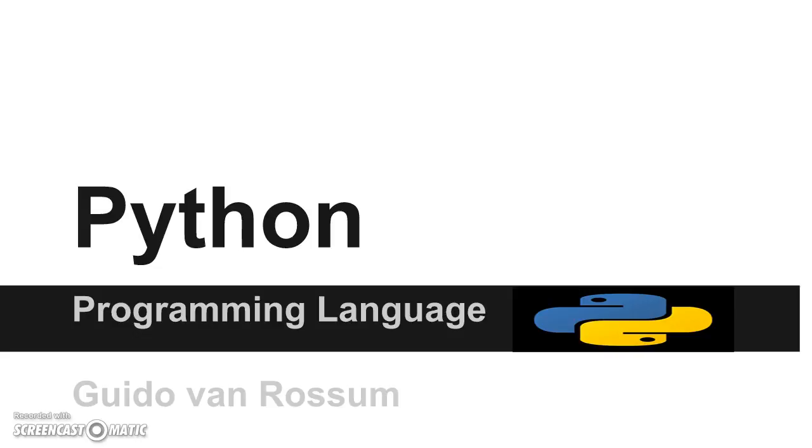So Python was designed to be highly readable, which uses English keywords frequently, whereas other languages use punctuations, and it has fewer syntactical constructions than any other languages available in the market today.